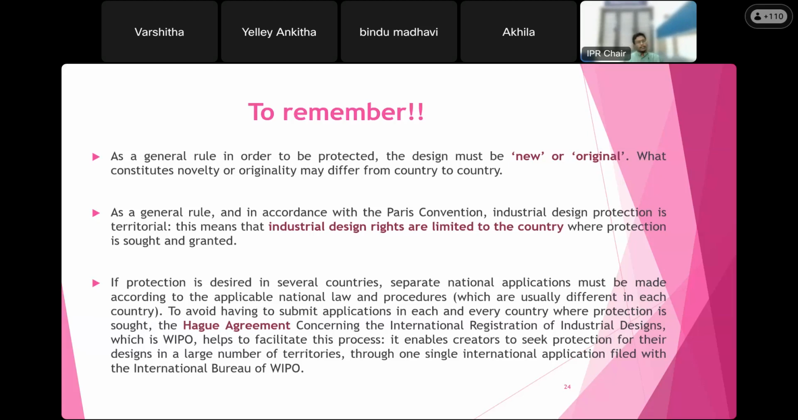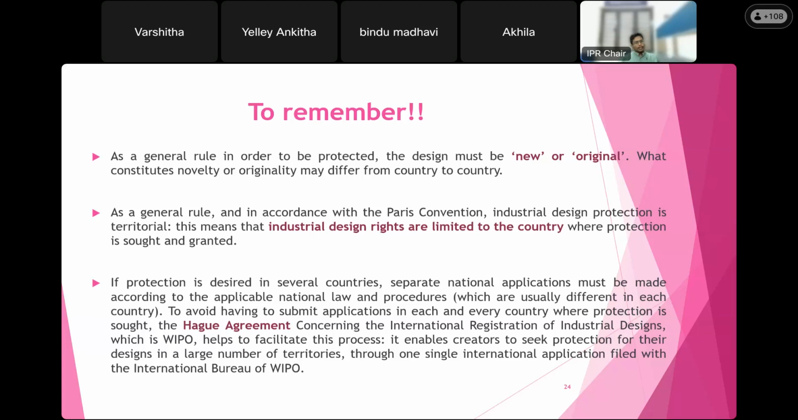If protection is desired in several countries, separate national applications must be made according to the applicable national law and procedures, because every country might have its own design act, which is approved by its parliament. So if you want to protect the same design in another country, yes, it is possible within a specific period. That is 6 months as per the Hague Agreement. Whichever country is a member, if you file in some other country, within 6 months you can file in India or vice versa. In that case, you can protect your priority.